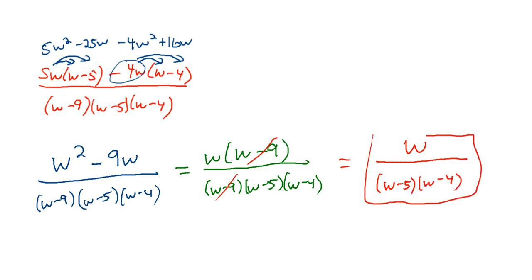So it's really important that if it does reduce, that you catch that. And the only way you can catch it is to try to factor things and see if any of the factors are matching up. All right, so we have one more example.